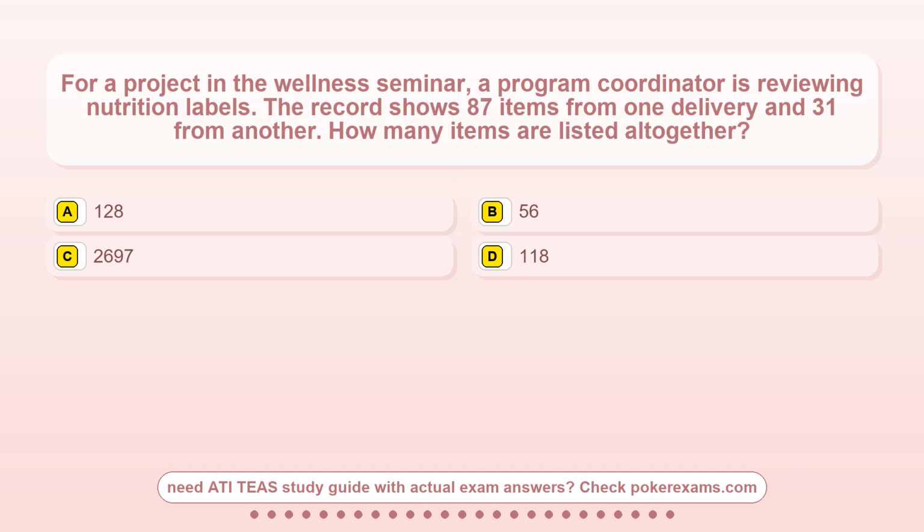Question 6. For a project in the wellness seminar, a program coordinator is reviewing nutrition labels. The record shows 87 items from one delivery and 31 from another. How many items are listed altogether? Option A, 128. Option B, 56. Option C, 2,697. Option D, 118. The correct answer is option D, 118.